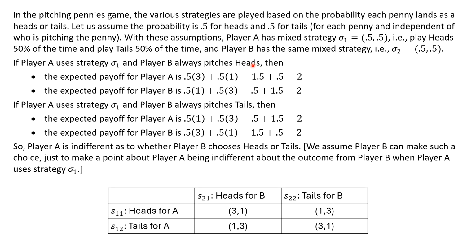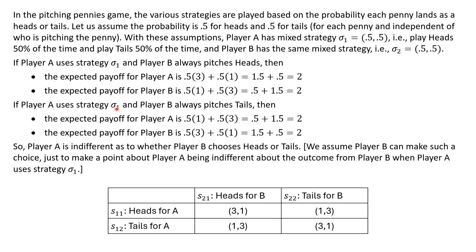If player A uses strategy sigma sub 1 and player B always pitches heads, in that case, the expected payoff would be 0.5. In other words, A is doing half and half here with tails and heads. So it would be 0.5 times 3 plus 0.5 times 1. That would give us 2. And then for B, it would be 0.5 times 1 plus 0.5 times 3, which is 2.